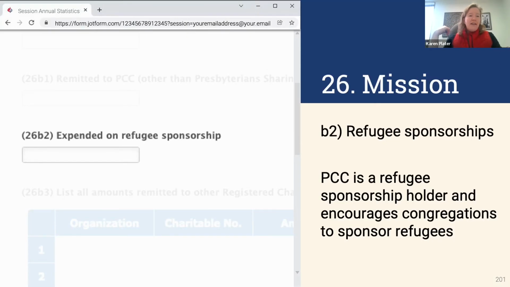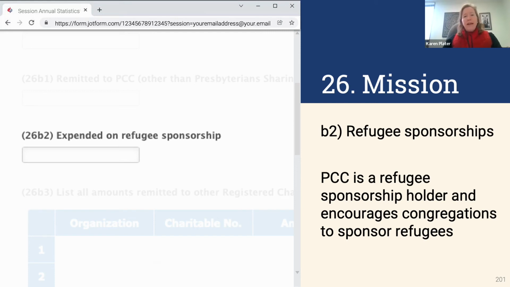Right, so those are the first two lines. The next line, 26B2, is the amount that you've expended on refugee sponsorships. Some of you may be wondering why we have included this line. Well, the PCC is a refugee sponsorship holder, and the sponsorship of refugees is very important to the church. And we encourage congregations to sponsor refugees. Now, often a sponsoring group won't have their own independent charitable registration number, though they might raise funds that are used for the community. So you can deduct this, you can put it on as included on mission.